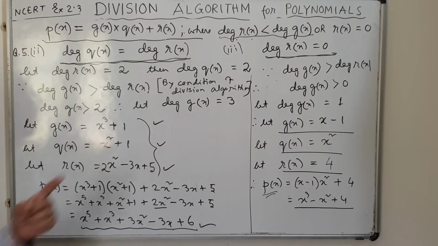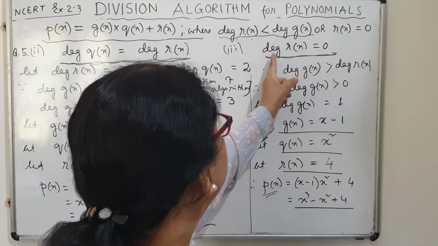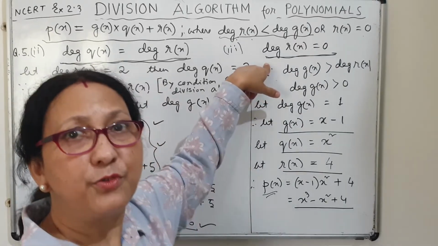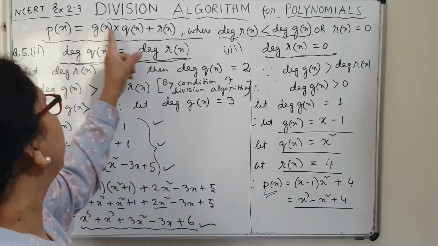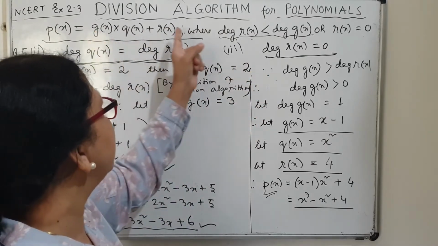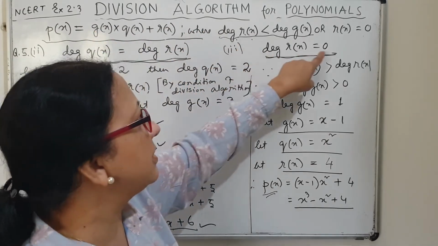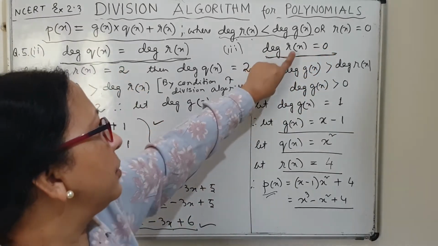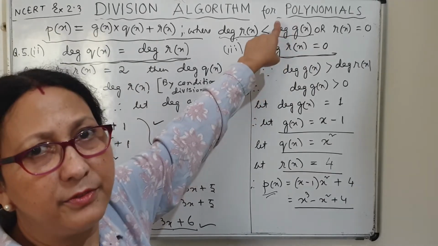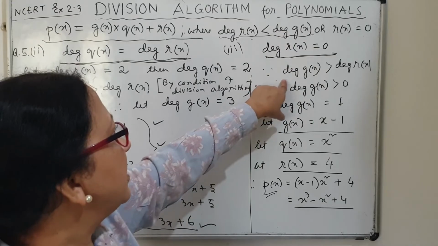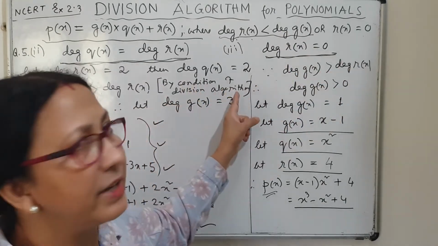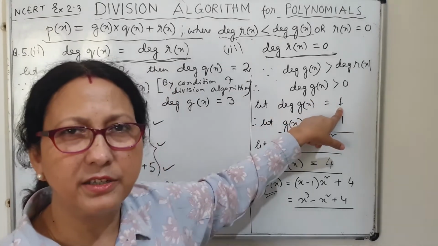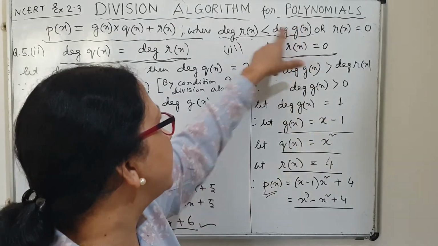Now next, third part, what is the condition here? Degree of r(x) is 0. That is, in this question, again you have to give examples of 4 polynomials, where this division algorithm is satisfied, as well as this given condition in the question, that is, degree of r(x) is 0, that is also satisfied. So when I know the degree of r(x), I know the degree of g(x) by the given condition in the algorithm. Since degree of g(x) is greater than degree of r(x) by the condition of the algorithm, degree of g(x) will be more than 0. So let the degree of g(x) be 1. Here also I can take 2, 3, etc., so that the condition is satisfied.